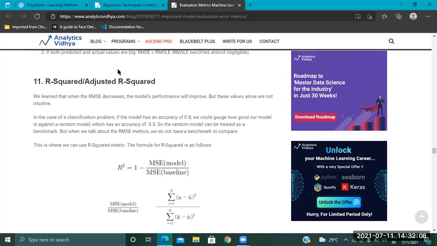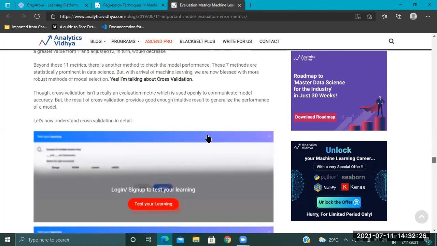So R squared. Yesterday in the video you already saw about this R square. It's nothing but 1 minus MSE of the model by MSE of the baseline, and the outlier is nothing but the predicted model by our model.